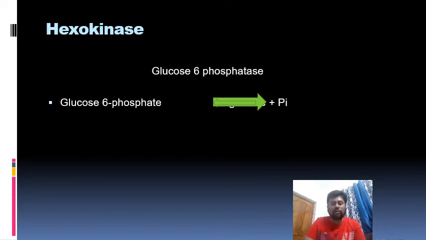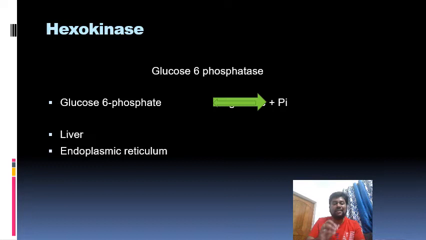One special thing about glucose 6 phosphatase, as I told in the initial slide, is that it is present mainly in the liver. That is the reason gluconeogenesis takes place mainly in the liver. This enzyme is present only in the liver endoplasmic reticulum. That's why gluconeogenesis takes place only in the liver. So the first reaction we have reversed.